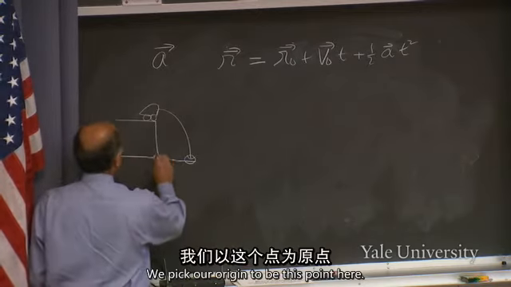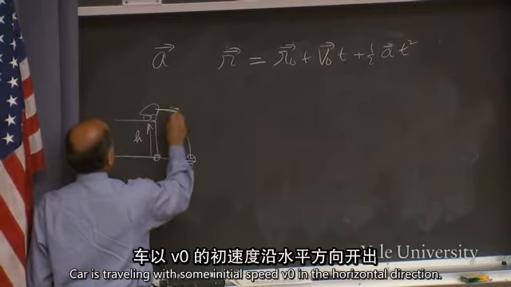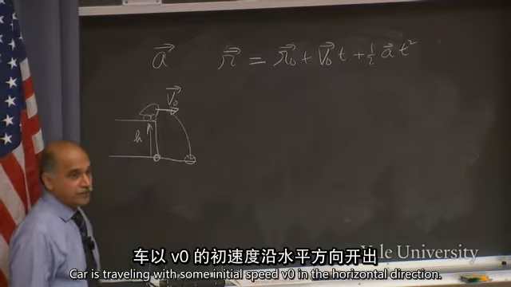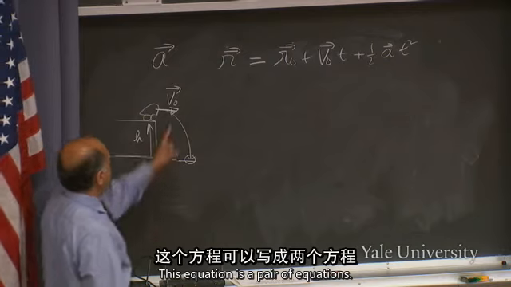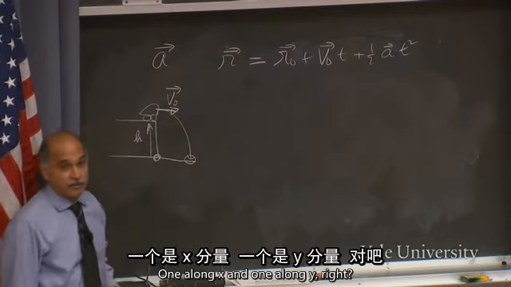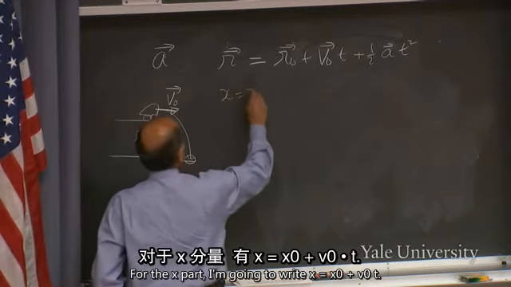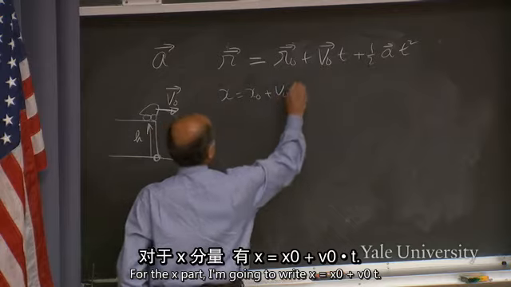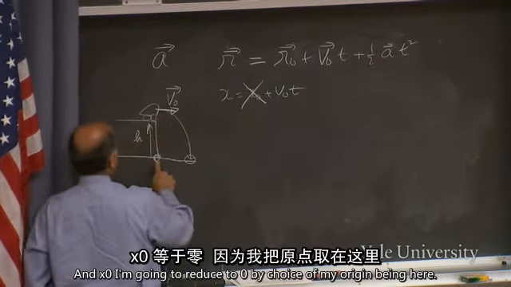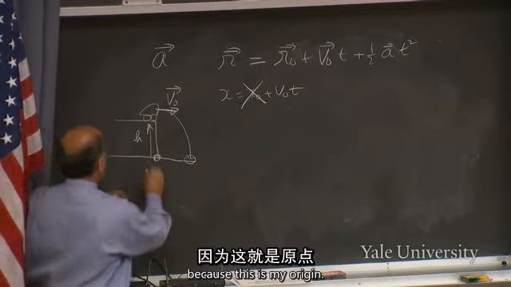We pick our origin to be this point here. Let the height of the building be h. The car is traveling with some initial speed v0 in the horizontal direction. This equation is a pair of equations, one along x and one along y, right? For the x part, I'm going to write x is equal to x0 plus v0t. x0 I'm going to choose to be 0 by choice of my origin being here. The x coordinate of the car is 0 because this is my origin.